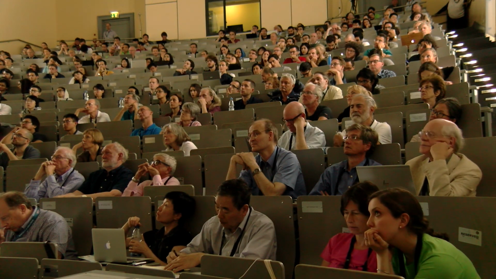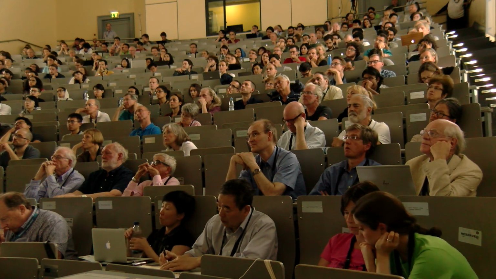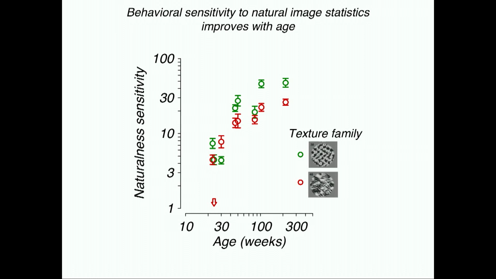And so what I'm showing you here is naturalness sensitivity as a function of age for two texture families. Those are the different colors. And these are cross-sectional data from a number of different infants. And you can see that there's a developmental profile. Like pattern motion sensitivity, it develops late.